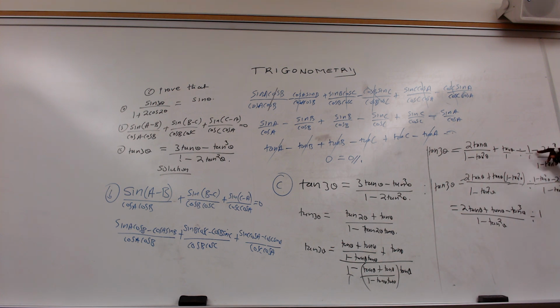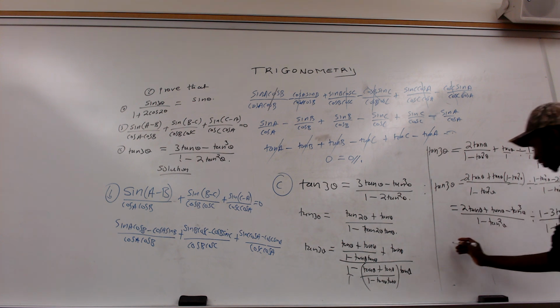Here again, the denominator is 1 minus tan square theta minus 2 tan square theta, so that gives us 1 minus 3 tan square theta divided by 1 minus tan square theta. I think this is it.